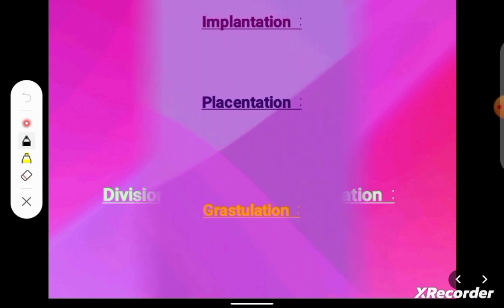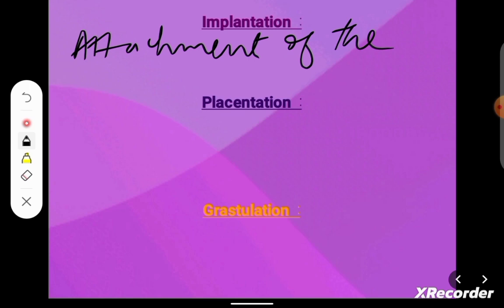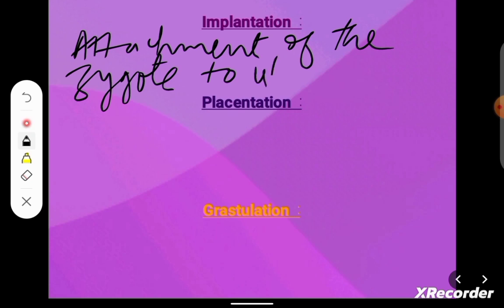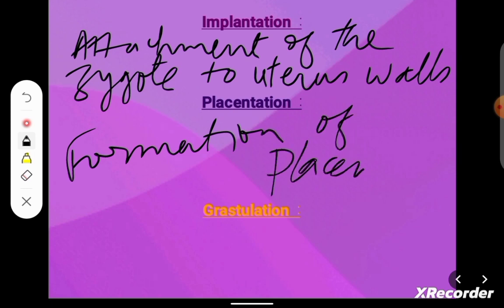Now implantation, that is the attachment of the zygote to the uterus walls. Attachment of the zygote to the uterus walls is the implantation. Next is placentation, that is the formation of placenta. Placentation means the formation of placenta.